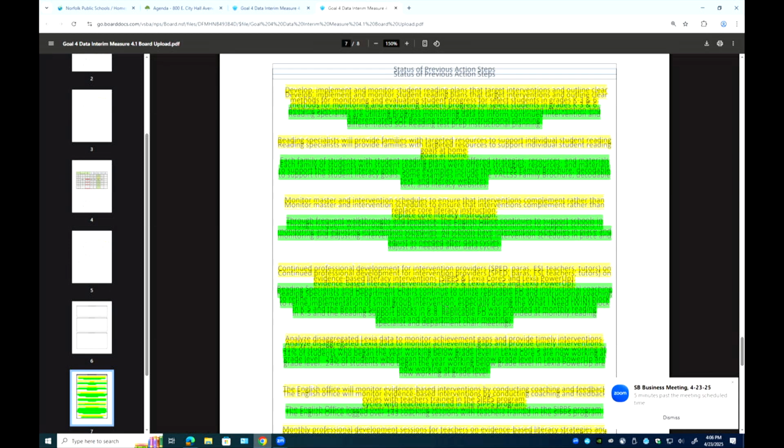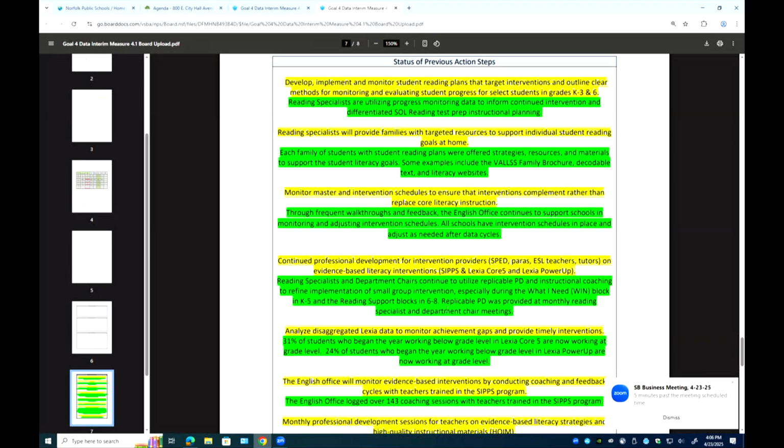The next one is around the reading specialists providing families with targeted resources. Each family of students with student reading plans was offered strategies, resources, and materials to support the student's literacy goals. Some examples are the VALS family brochure, decodable texts, and literacy websites that we use.